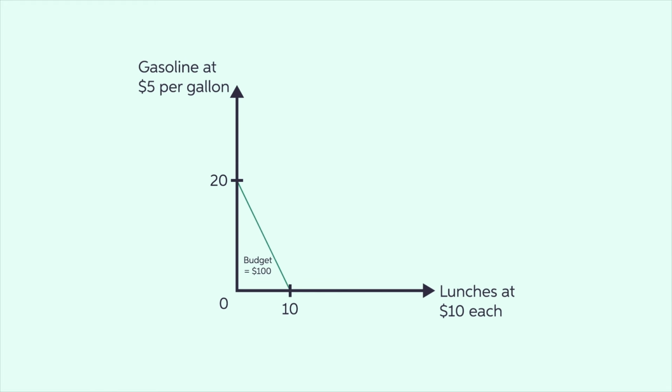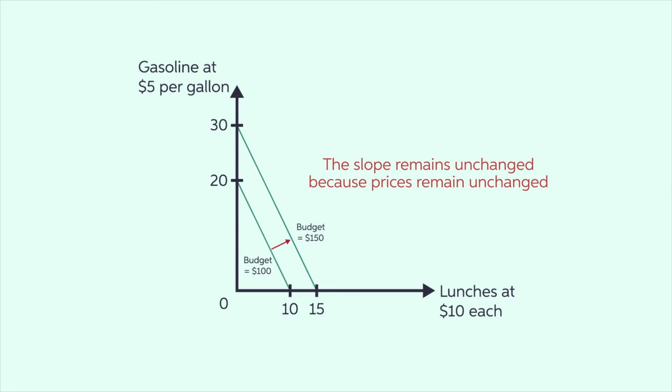Let's say that Elise increases her monthly budget to $150. Now, Elise can afford 30 gallons of gas and no lunches, or 15 lunches and no gas. This makes a parallel shift of the budget constraint to the right, affording Elise more combinations of goods. The slope remains unchanged because prices remain unchanged.